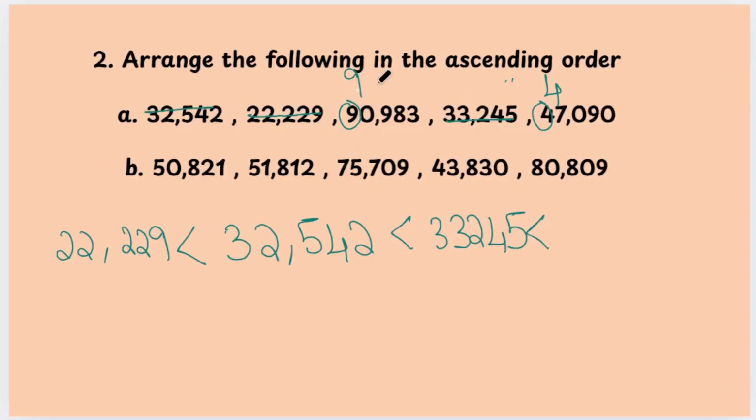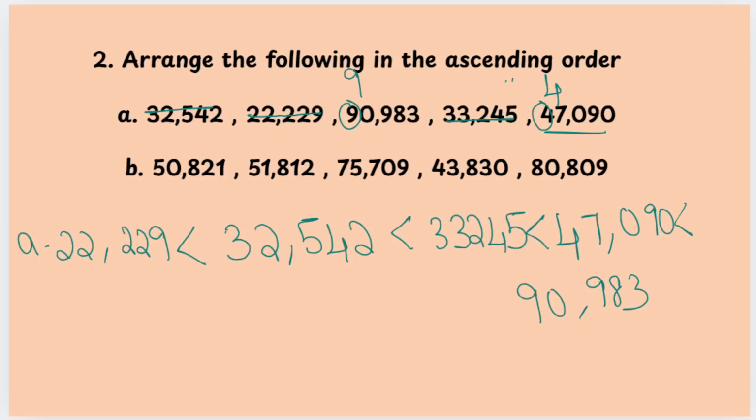Next, among 9 and 4, which is smaller? 4 is the smallest. So almost the whole number will be the smallest. So 47090. Then the last number is 90983. Fine. This is for the A question. So this is how you will do it for the A question.